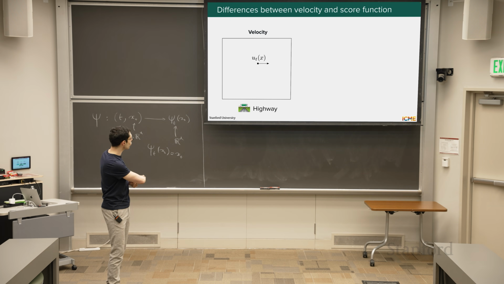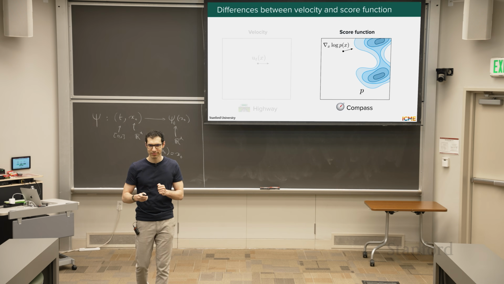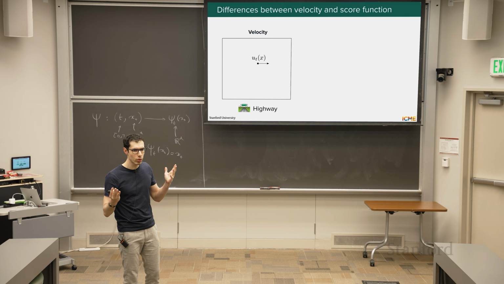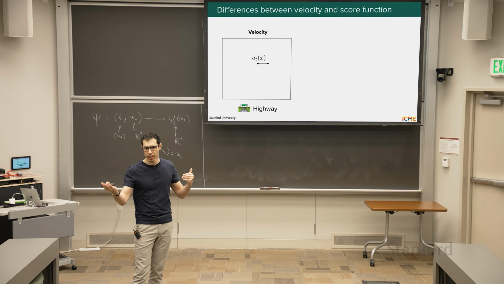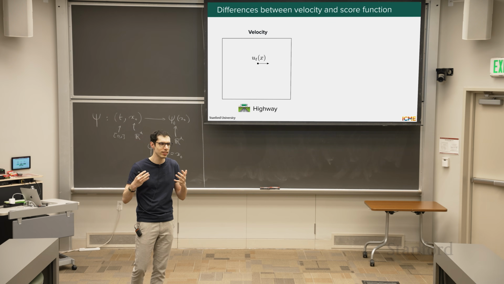And in that sense, just following with that self-driving car example, the score would be a bit like a compass that you could see in your car of where high-density regions are. So I hope this is useful to just picture the difference between what a velocity is and what a score is. So these two are vectors, but they have different interpretations.